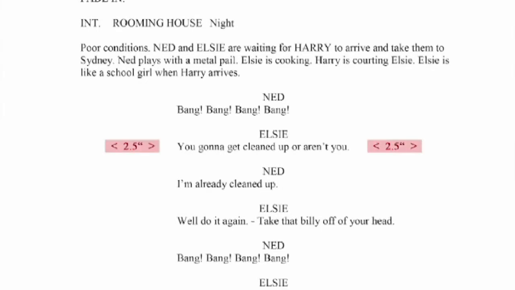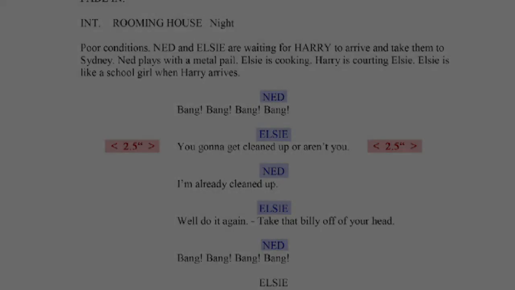Dialogue, finally, is written with left and right margins at 2.5 inches. The character's name is centered and always in capital letters when used as a dialogue heading. As you can see, the beginning of the script has Ned and Elsie engaged in conversation.